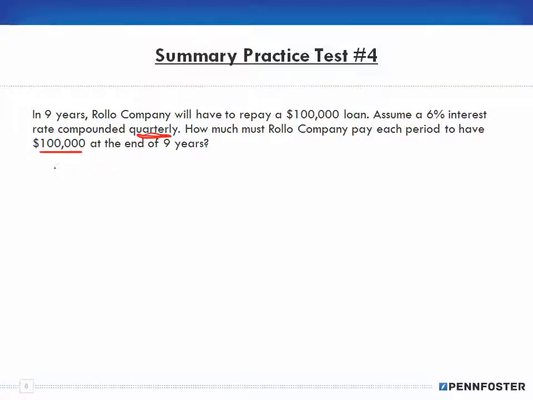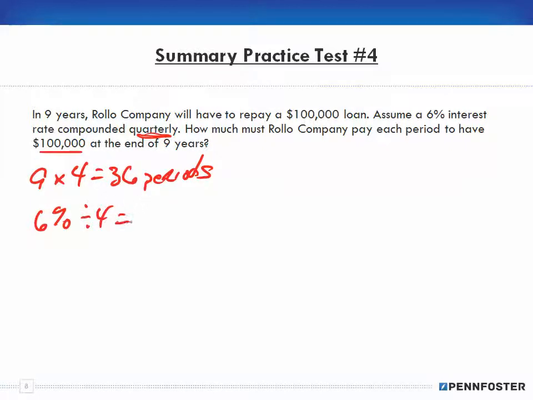All right, so if it's 9 years and it's quarterly, that's 36 periods. And the interest rate is 6% divided by the compounding of quarterly, so we end up with 1.5% interest. How much must Rollo pay each period to have $100,000 at the end of 9 years? So basically this is a sinking fund.